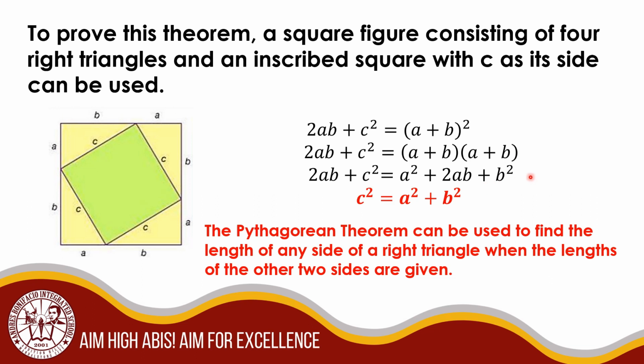So, combining like terms, we have here 2AB and then 2AB here. So, we're going to subtract 2AB here. That will become 0 because positive 2AB minus 2AB is 0. Then, B squared. So, the formula now is C squared equals A squared plus B squared. The Pythagorean theorem can be used to find the length of any side of a right triangle when the lengths of the other two sides are given.